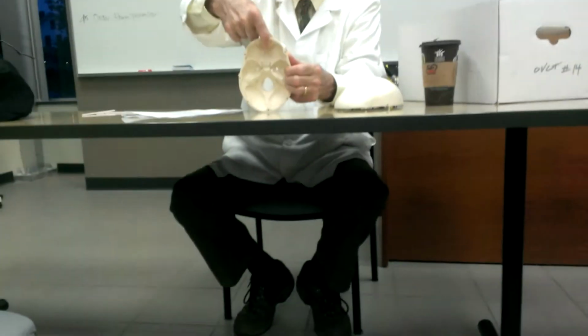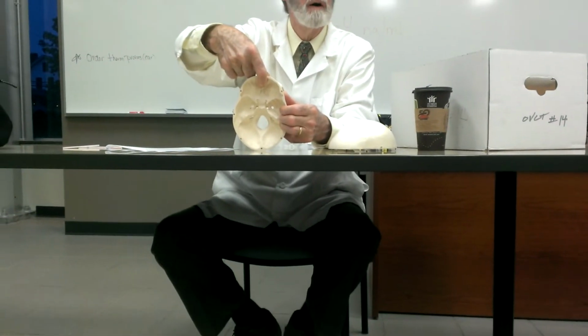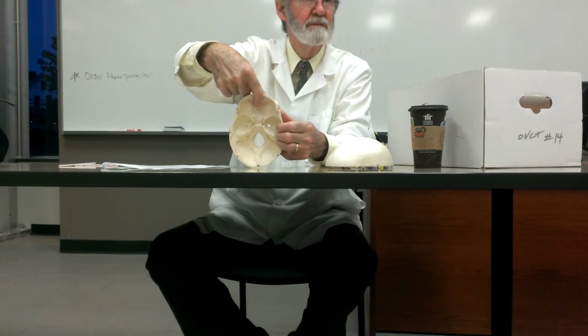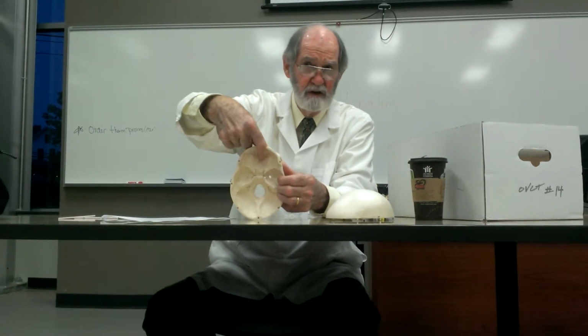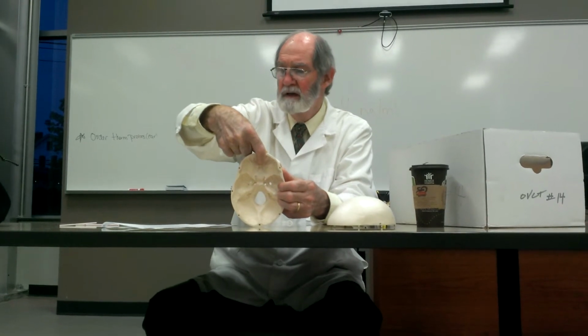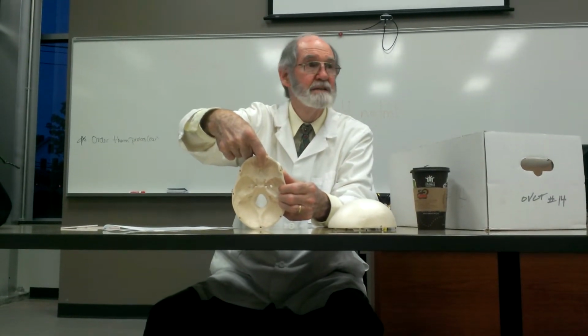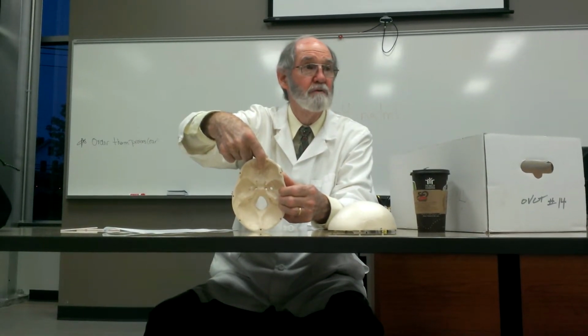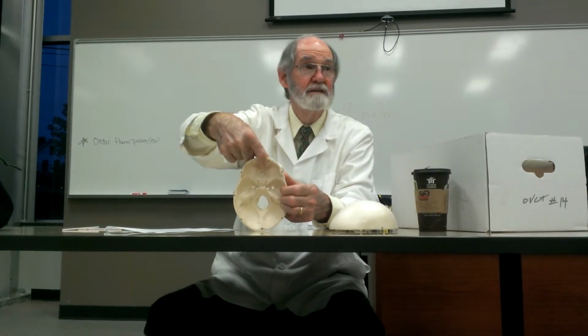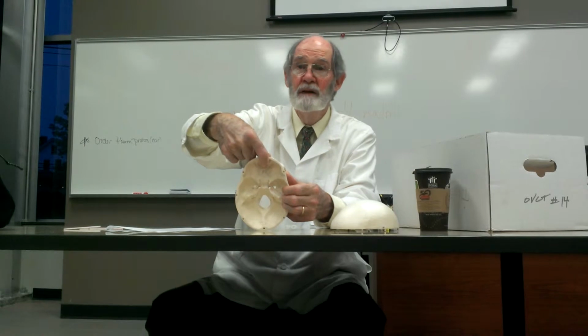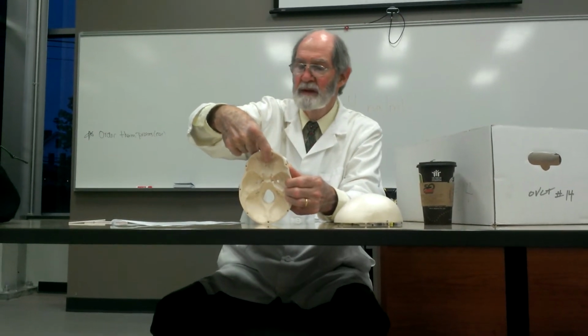But this is called the ethmoid bone, a very small bone in terms of the floor of the cranium. This part that has holes in it is called the cribriform plate. The cribriform plate provides openings for the olfactory nerves to go down into the nasal cavity, so you have a sense of smell. So you can smell things.